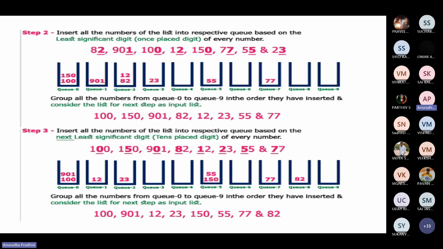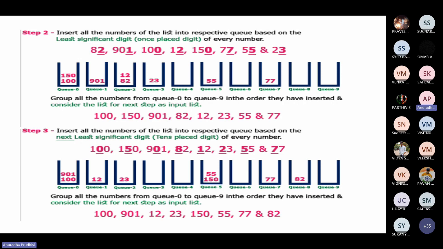Okay, next step is, we have to again consider the next least significant digit. From this sorted list, see here, this is not completely sorted. So after one step we got this list. From this list again we have to find the next least significant digit, that is in the tens place: 0, 5, 0, 8, 1, 2, 5, 7.